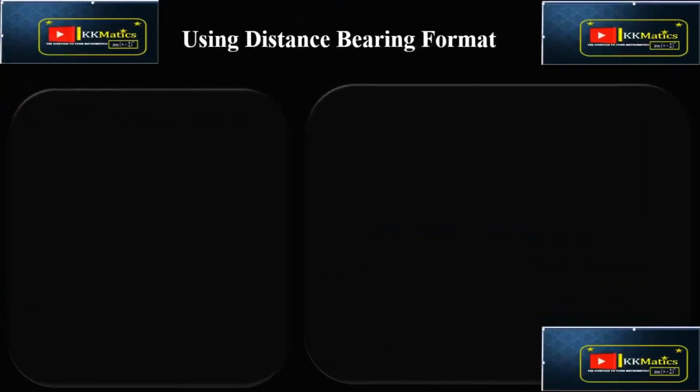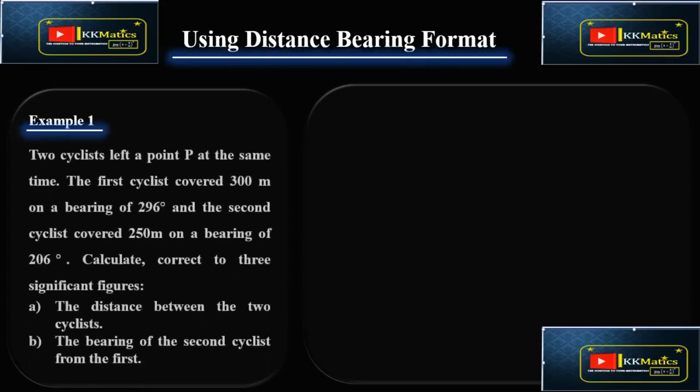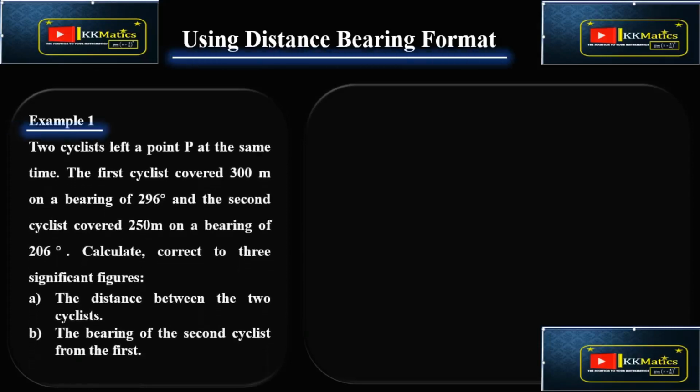Today we're dealing with using the distance bearing formula to solve three-figure bearing. So let's consider an example here. Example 1: two cyclists left a point P.